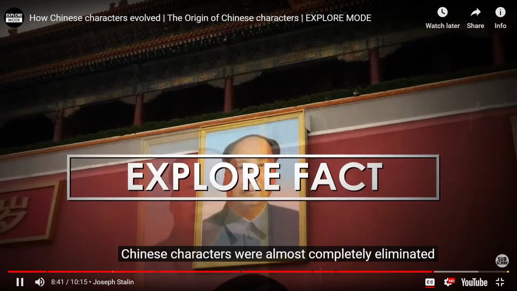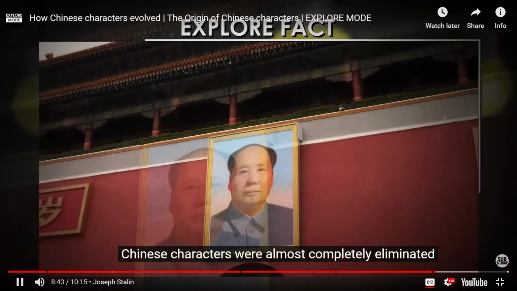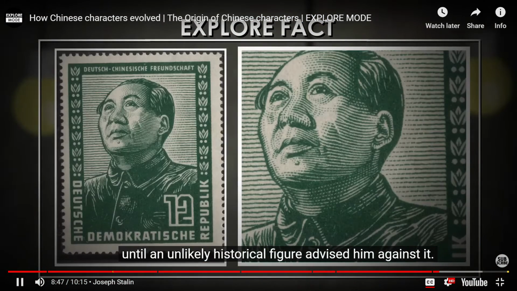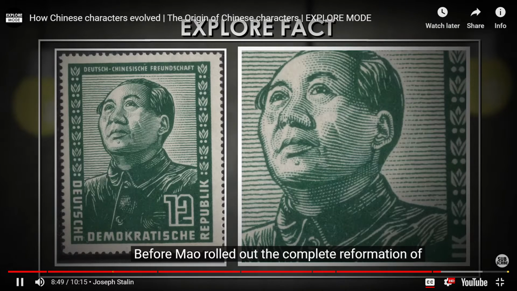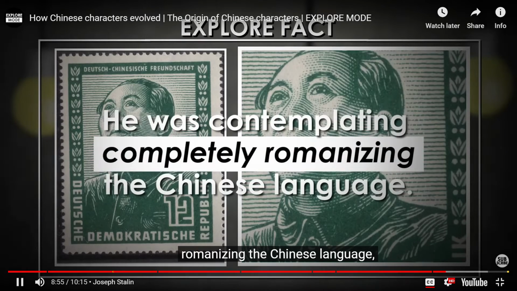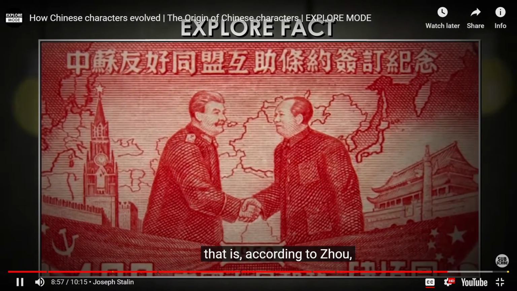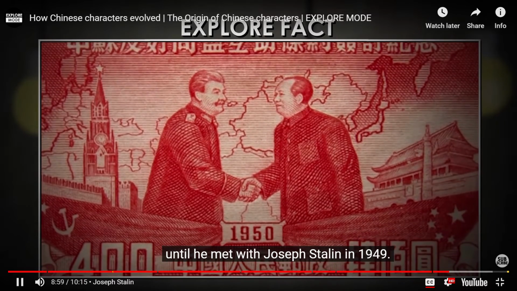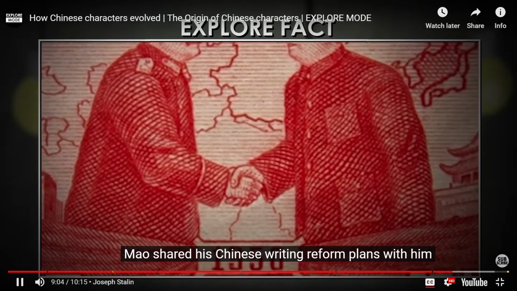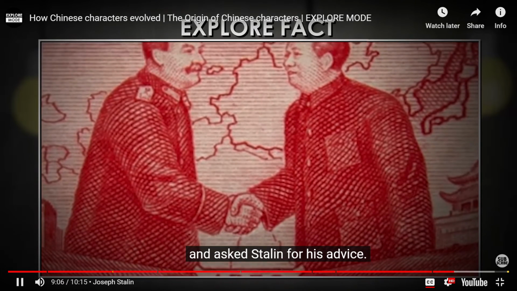Chinese characters were almost completely eliminated by Mao Zedong in mainland China, until an unlikely historical figure advised him against it. Before Mao rolled out the complete reformation of traditional characters, he was contemplating completely romanizing the Chinese language. That is, according to Zhou, until he met with Joseph Stalin in 1949. Mao shared his Chinese writing reform plans with him and asked Stalin for his advice.